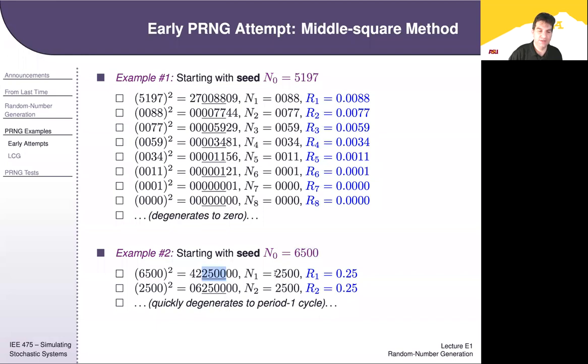So 2,500 is going to be my N1. Divided by 10,000, I get 0.25, looks good. 2,500, square that, and then I get this number, which happens to be different than this number, but they agree on their middle 4 digits. So that means I get the same number out again. So it degenerates not to zero, it gets stuck at this fixed point where it's 0.25 every time. So it's not uniformly distributed and it's not really independent either. So that's not good. And it can get worse with the middle square method.